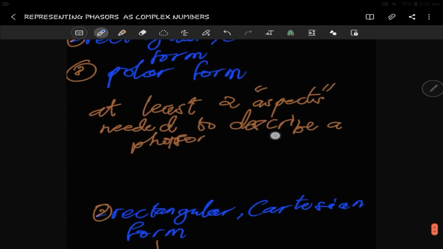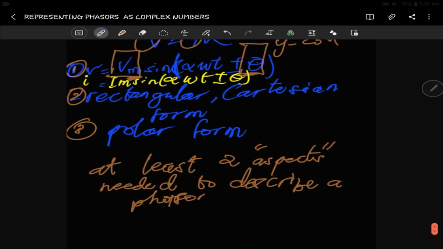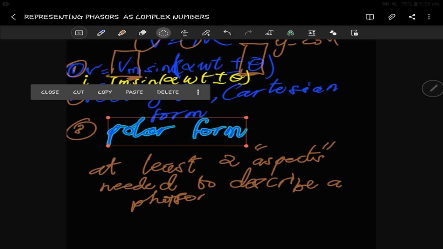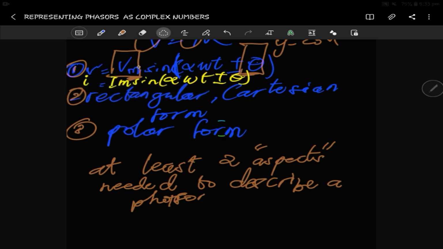The next form that we have is the polar. It's also the same thing. What did we say when we are trying to represent the phasor? Basically, we need two components to make it complete. We've seen that we need the peak and then we need the phase angle. And for the rectangular form, we've seen that you need the X component and the Y component of that quantity, whether current or voltage.